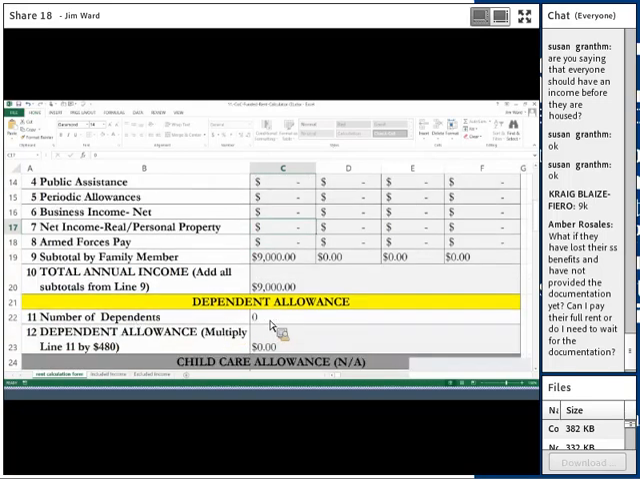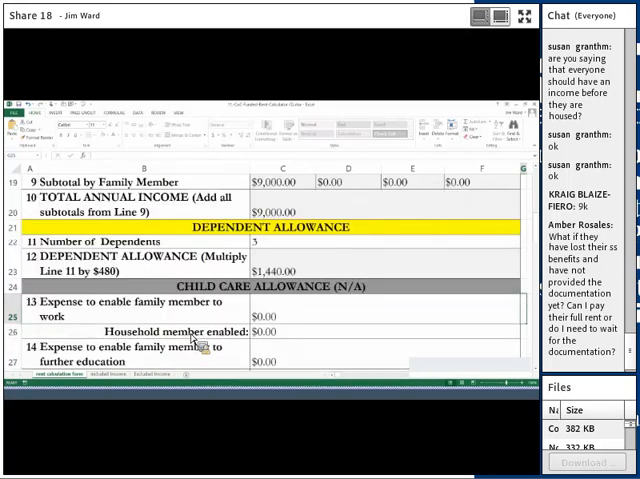So, right, if there are dependents under the age of 18 that live in the household, you would enter the number of dependents here. So let's say I've got 3 kids. So the worksheet auto-calculates this dependent allowance. Right, I would get $1,440 for a dependent allowance.